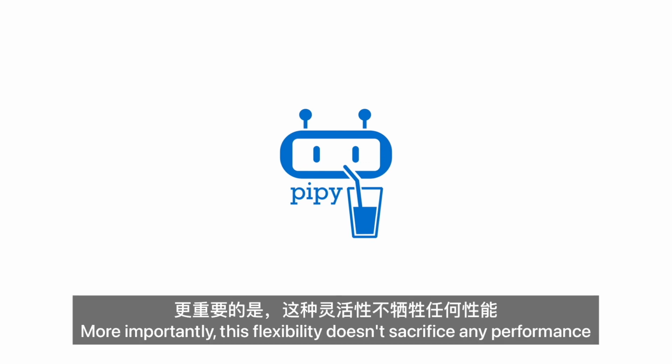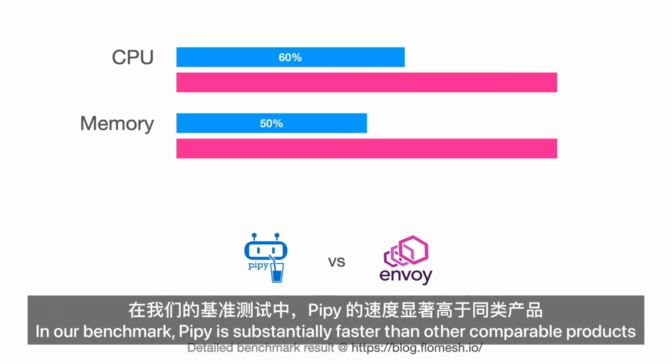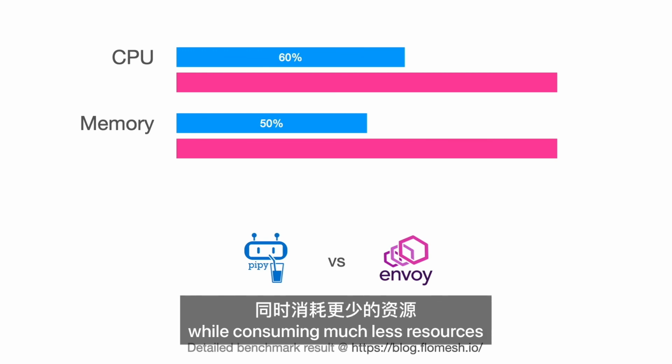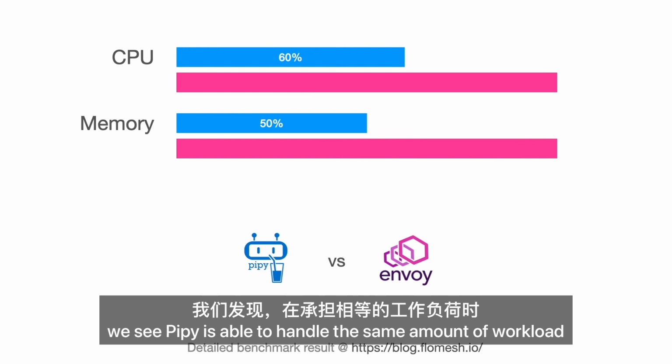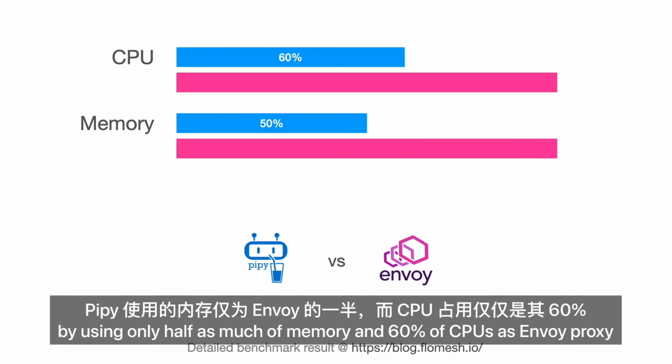More importantly, this flexibility doesn't sacrifice any performance. In our benchmark, Pipy is substantially faster than other comparable products while consuming much fewer resources. In a general benchmark test, we see Pipy is able to handle the same amount of workload by using only half as much memory and 60% of the CPU as Envoy proxy.